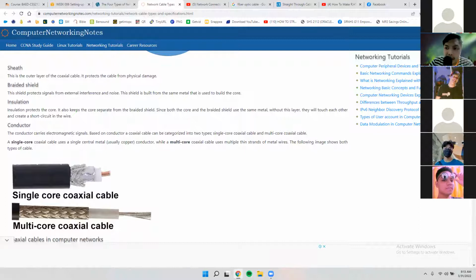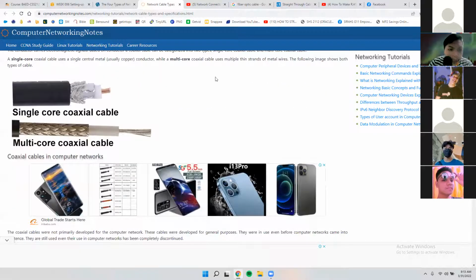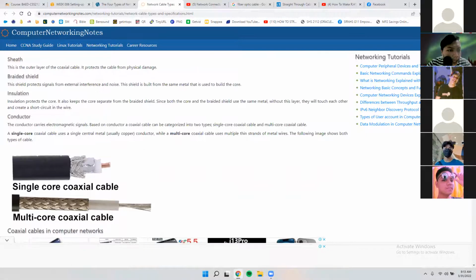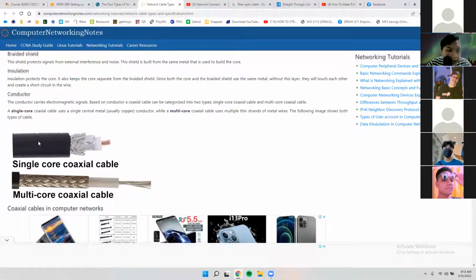So, meron tayong single core. Ito yung mga cores natin. Single core and multi-core. Pag single core, makapal lang siya na copper. Unlike sa multi-core, kumbaga parang nakikita natin sa mga AC na maraming copper wires. Okay? So again, ito yung insulator, yung puti. Ito naman yung shield, braided shield. Okay, and then yung sheet.